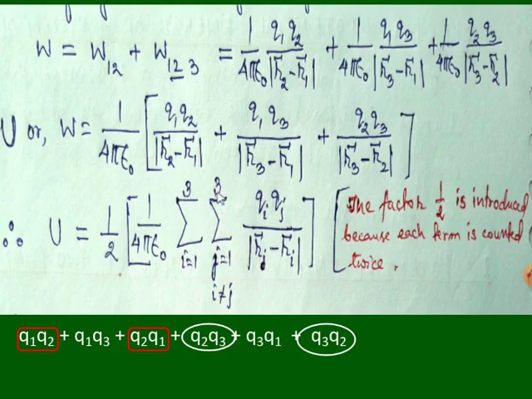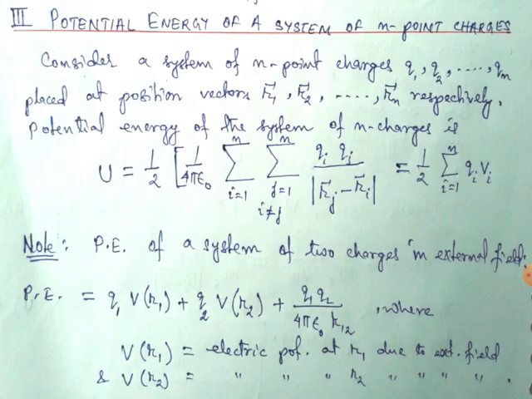Got it? And we need to know how that is coming. That one I will tell you here. Okay, yes, this is the potential energy of a system of n point charges. Instead of having 3, we are having n point charges here. We don't know the value of n, but we can take n equal to 3 and n equal to 2. You can deduce it from this general form.